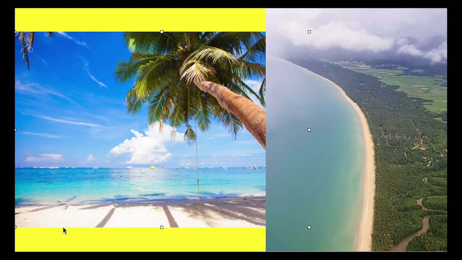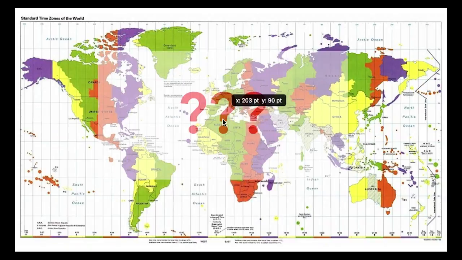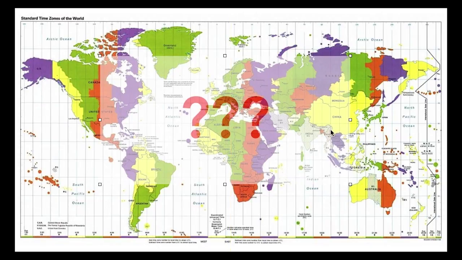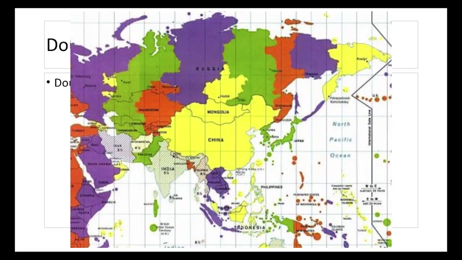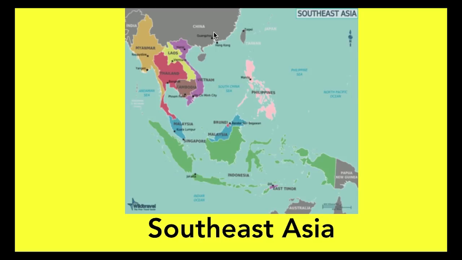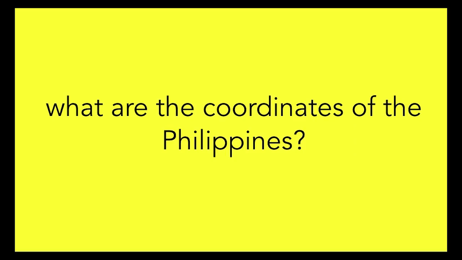Now, next, I would like everybody to know where in the world map the Philippines is. Of course, you will go directly to what continent? The Philippines is in what continent? Yes, it is in Asia. Next, where specifically in Asia? On what part of Asia? Yes, Southeast Asia. Together with what other countries in Southeast Asia? Yes, those countries. And next, let's use the coordinate system in knowing the coordinates of the Philippines.